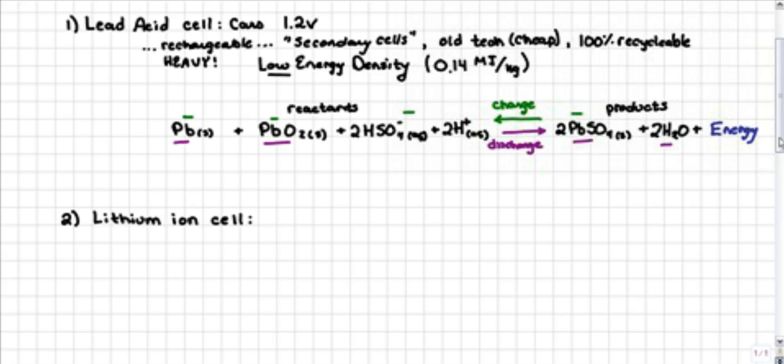This is a cell that's been around now for a couple of years. It's called the lithium-ion cell, and the lithium-ion cell is relatively new technology. We find it in cell phones, and we find it, of course, in laptops, and it's what makes these devices light enough to lug around.